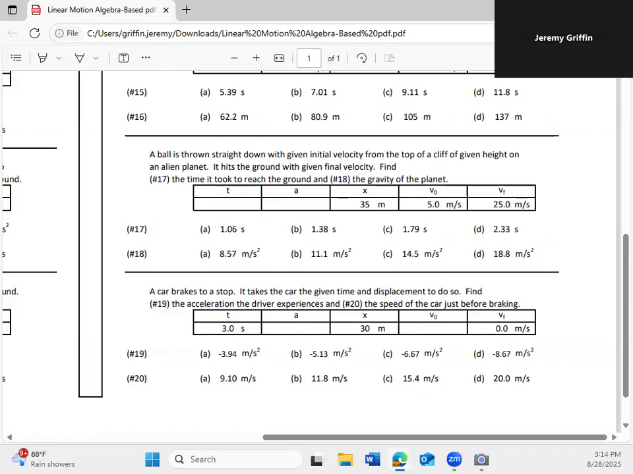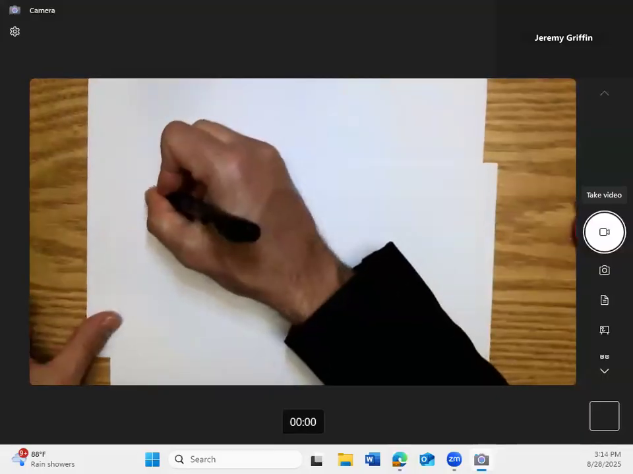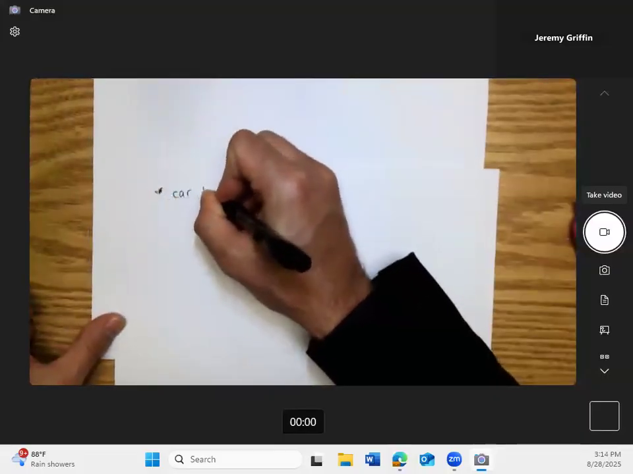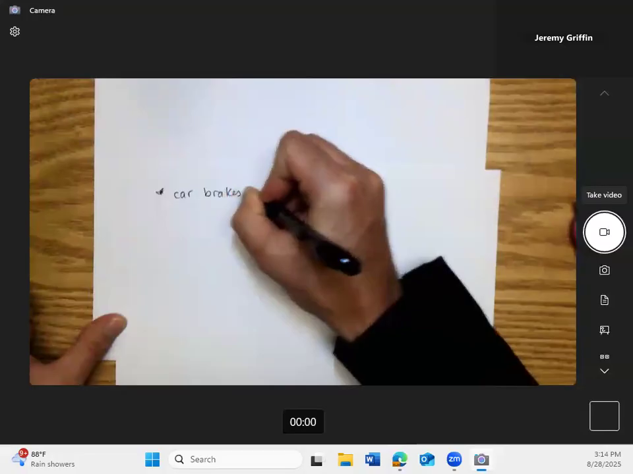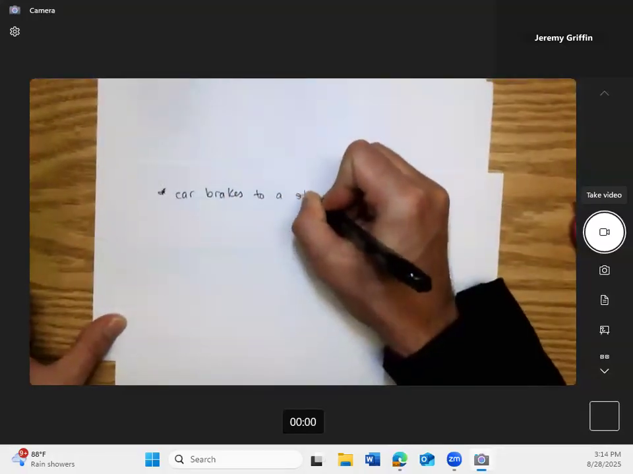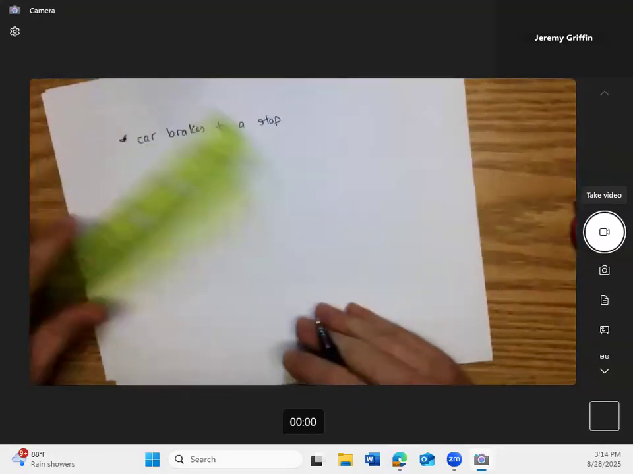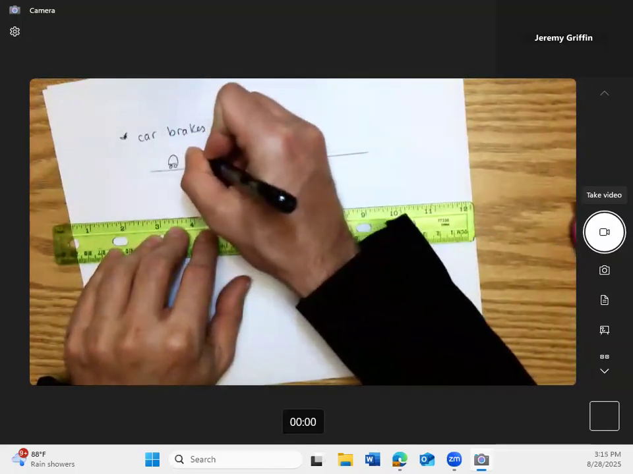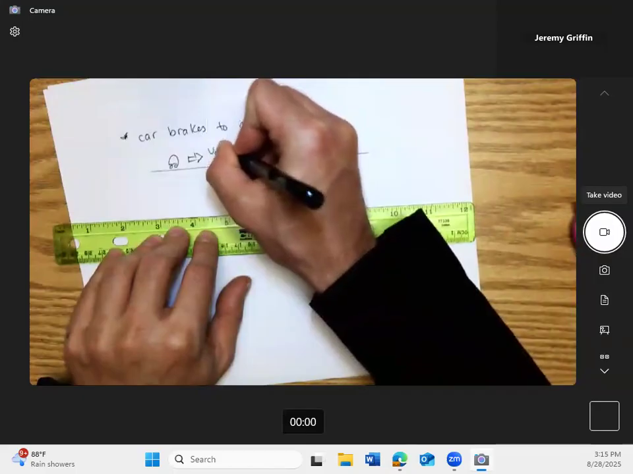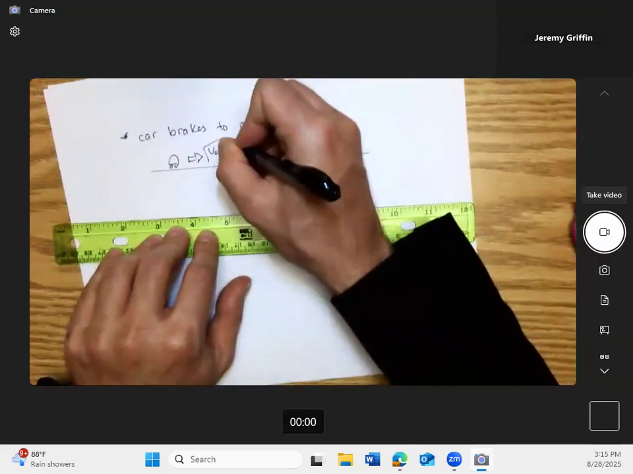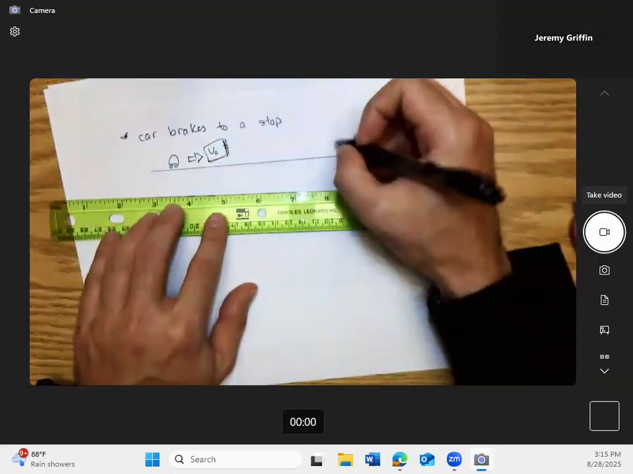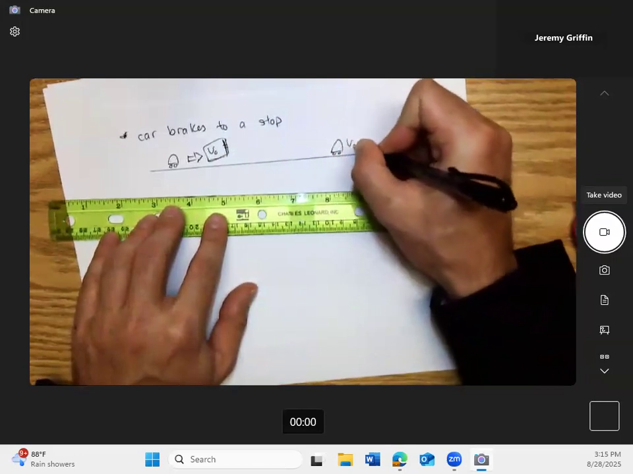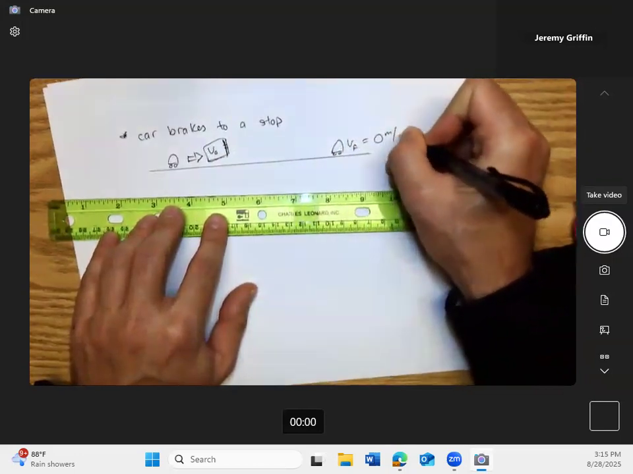All right, so back over here then. Let's say a car brakes to a stop. That's the basic scenario. I'll draw a picture. So the car's initial velocity was, oh, actually, sorry, we don't know that. That's one thing we've got to find. Initial velocity.